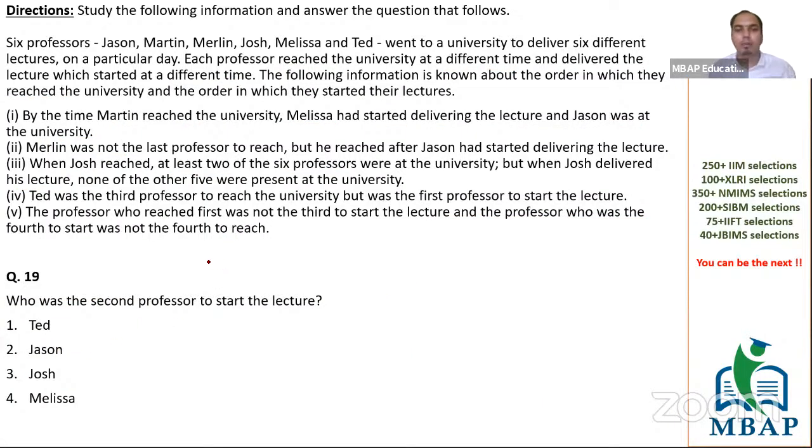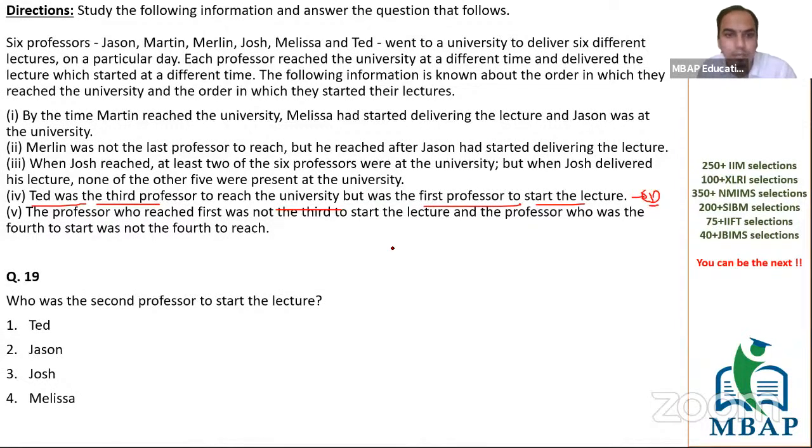So right now I'm not picking this up, because when I'm reading this I would be in my seventh or sixth minute of my mock. The fourth one is a direct data, yes, but not very much. That's what I said: only one direct data that you're getting. Ted was the third person to reach university, but was the first professor. So this is only one data that we are having.